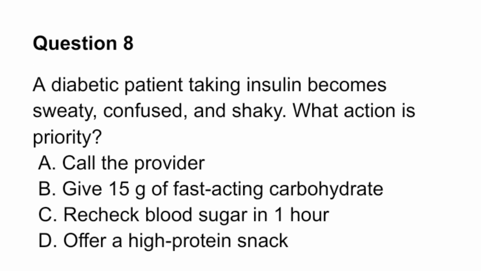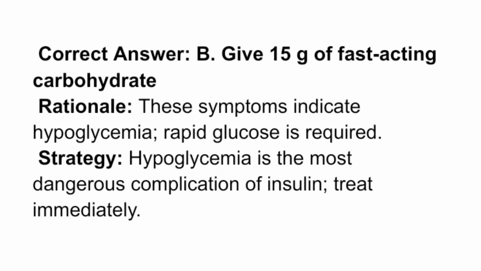Question 8. A diabetic patient taking insulin becomes sweaty, confused, and shaky. What action is priority? A. Call the provider. B. Give 15 g of fast-acting carbohydrate. C. Recheck blood sugar in 1 hour. D. Offer a high-protein snack. Correct answer: B. Give 15 g of fast-acting carbohydrate.